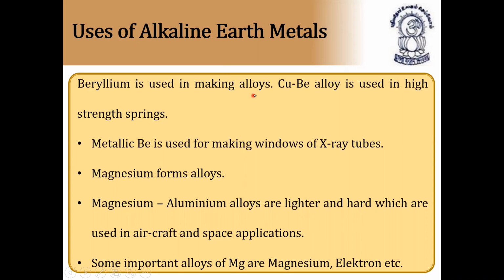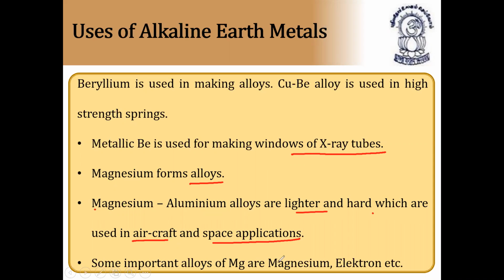Next, uses of alkaline earth metals. Beryllium is used in making alloys. Copper beryllium alloy is used in high strength springs. Metallic beryllium is used for making windows of X-ray tubes. Magnesium forms many alloys. Magnesium aluminum alloys are light and hard, and are used in aircraft and space applications.